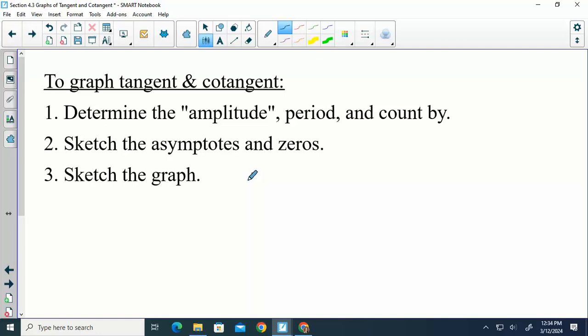Amplitude in quotation marks? So amplitude we were using as the highest and lowest points on sine and cosine, but tangent keeps going forever, going up, it doesn't really have an amplitude. But that point is going to be a point on the graph.